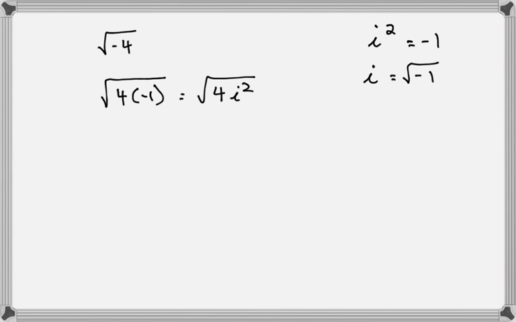Now I can simplify, and what do I get? 2i. Done, you are. Now, of course, it would be plus minus, but we're only looking at the principal square root, which is always the positive one. How about the square root of -36? 6i. Now, what's next? The square root of -3. How would you simplify that?